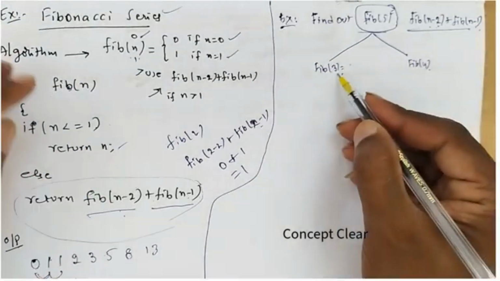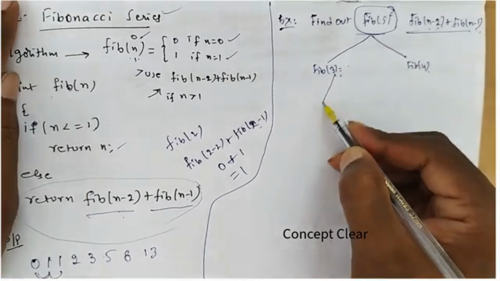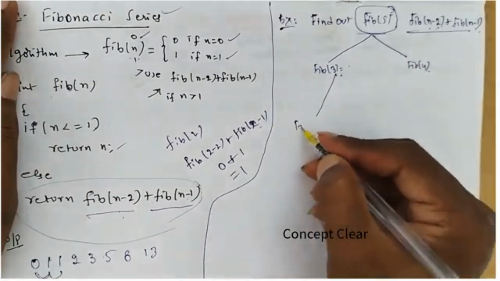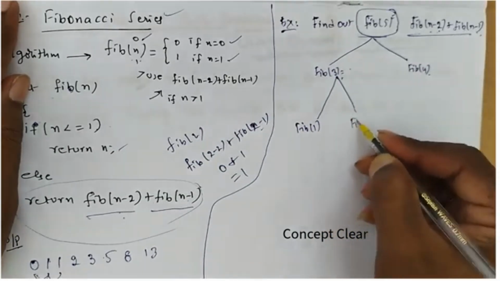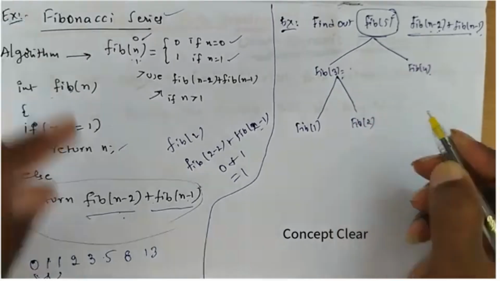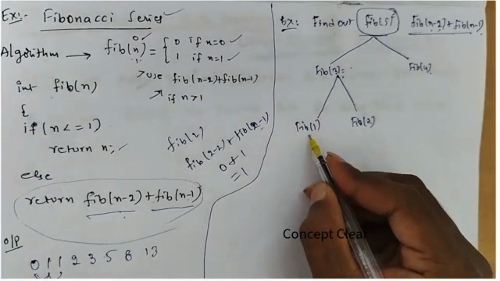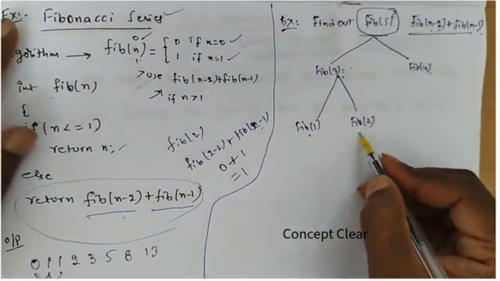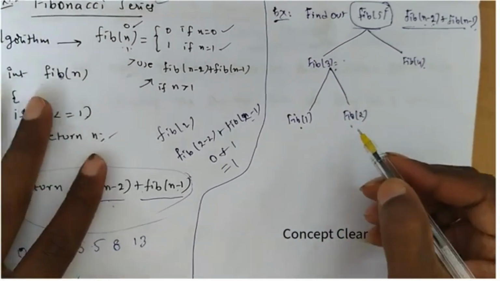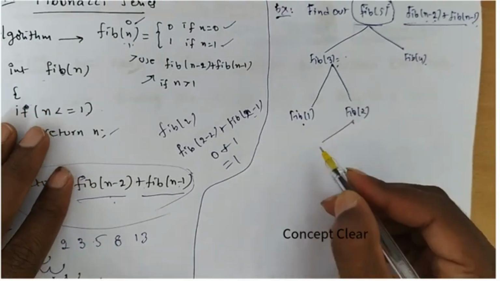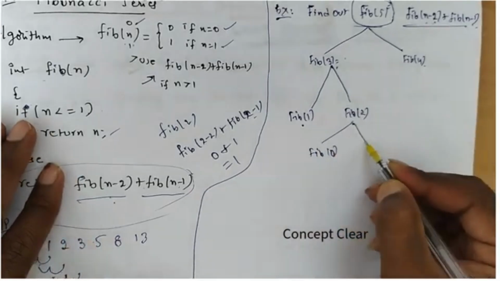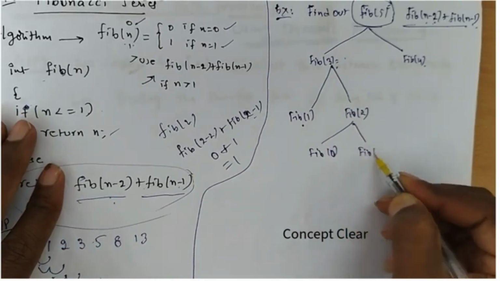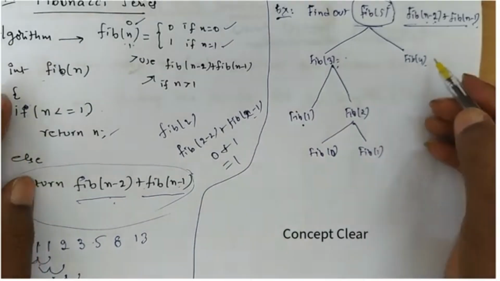Okay, again we have to apply this. How to apply it? Fib of 1, and what about this one? Fib of 2. Is it possible to divide? No, it is not possible. And what about here? Fib of 2. Fib of 2 is possible to divide. So if we divide this one, we will get fib of 0, and here fib of 1.